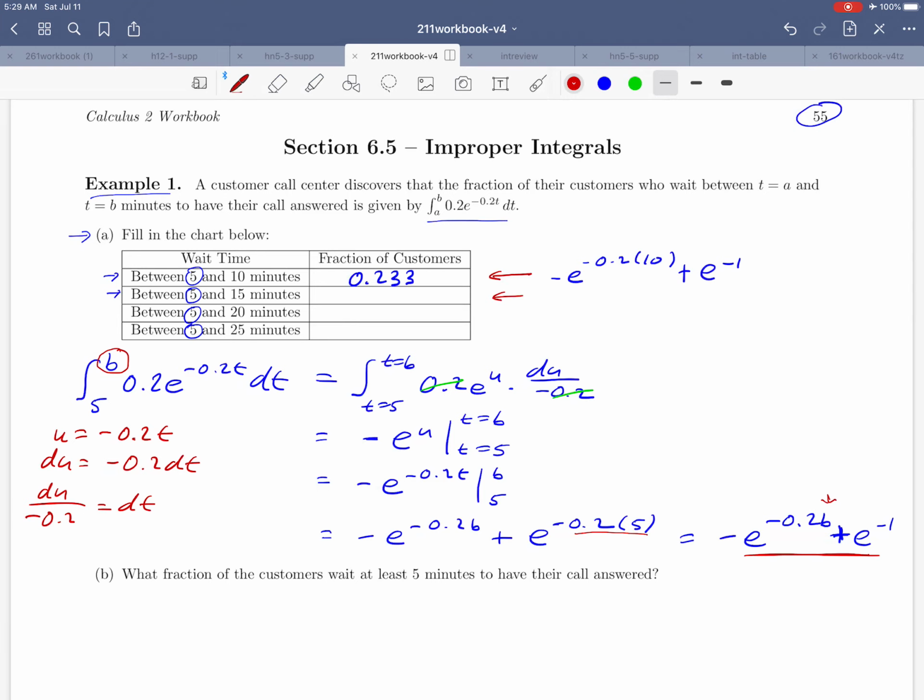If we want to do the integral between 5 and 15, now the value of b that we have is 15. So we do almost the same calculation. Punch that into your calculator, and this time what you'll end up with is 0.318. So about 31.8% of our callers have to wait between 5 and 15 minutes. Okay, and the rest is similar. All we're changing really is the value of b here.